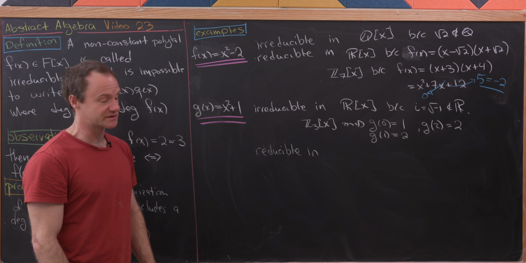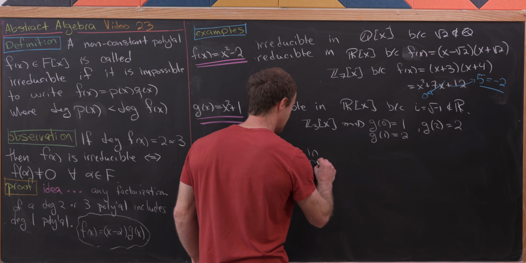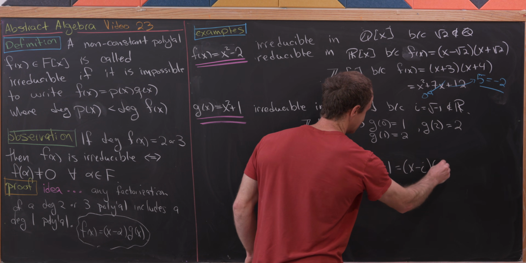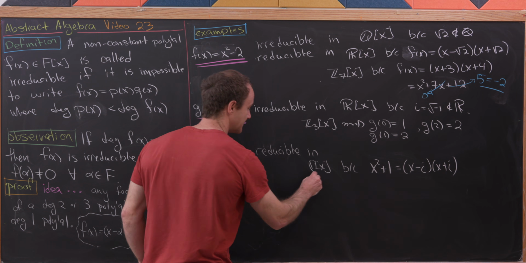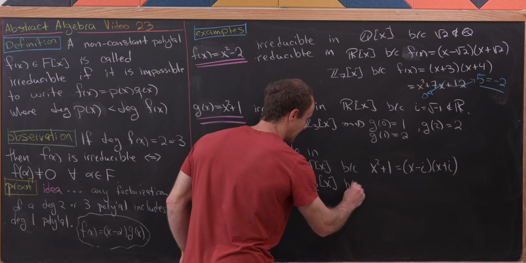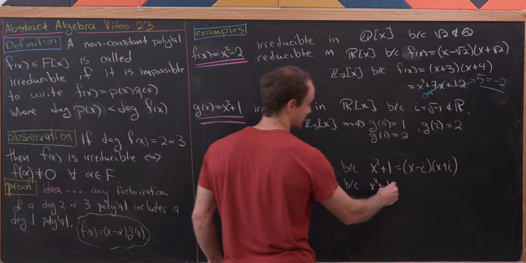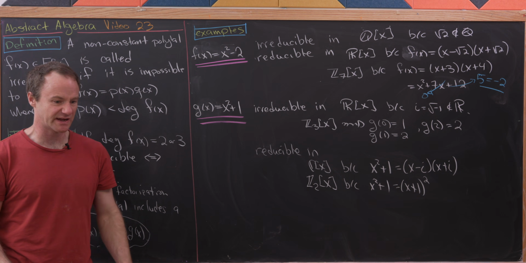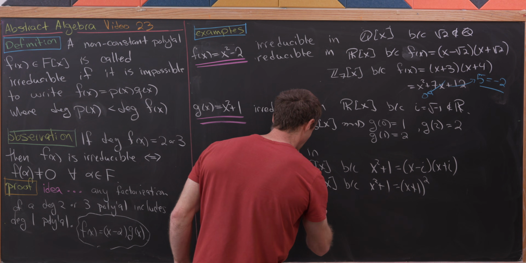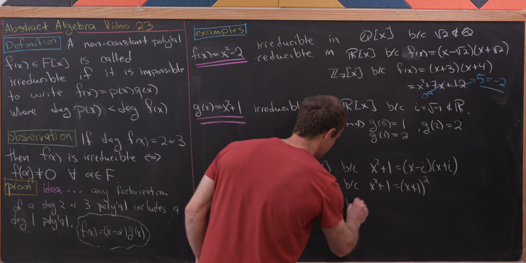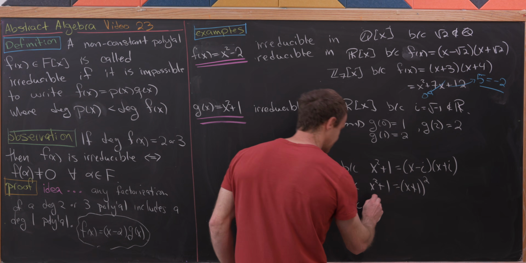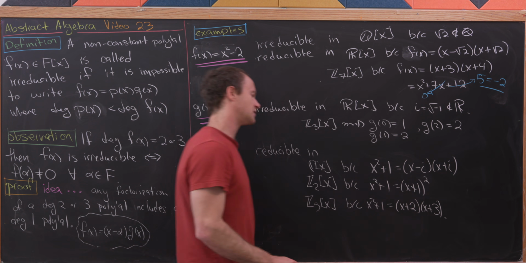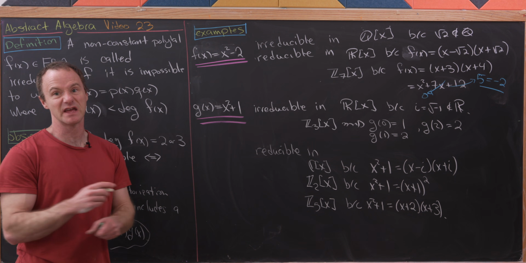But notice that it's reducible in a couple of places. It's reducible in C adjoin x because it factors. So x squared plus 1 factors as x minus i times x plus i. It's reducible in Z2 adjoin x because in this case x squared plus 1 factors as x plus 1 quantity squared. Notice the cross term cancels because 2 is equal to 0 here. Furthermore, it is reducible in Z5 adjoin x. And that's because we can write x squared plus 1 as x plus 2 times x plus 3. I'll let you multiply that out and convince yourself that inside of Z5 it simplifies to that.